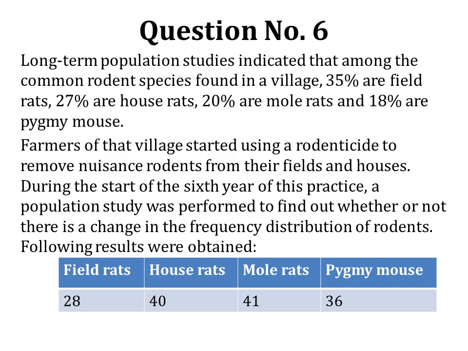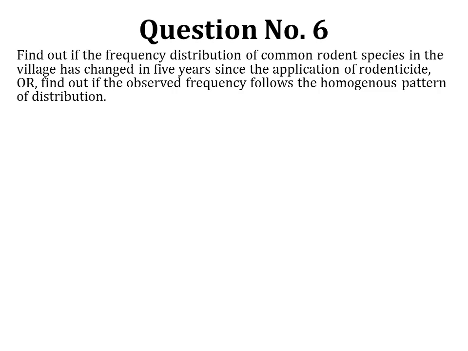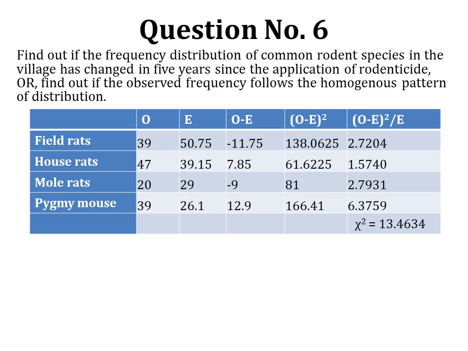So during the start of the 6th year of this practice, a population study was performed to find out whether or not there is a change in the frequency distribution of rodents, and the following results were obtained: 28 for field rats, 40 for house rats, 41 for mole rats, and 36 for pygmy mouse. So the question is, find out if the frequency distribution of common rodent species in the village has changed in 5 years since the application of rodenticide, or in other words, find out if the observed frequency follows the homogeneous pattern of distribution.